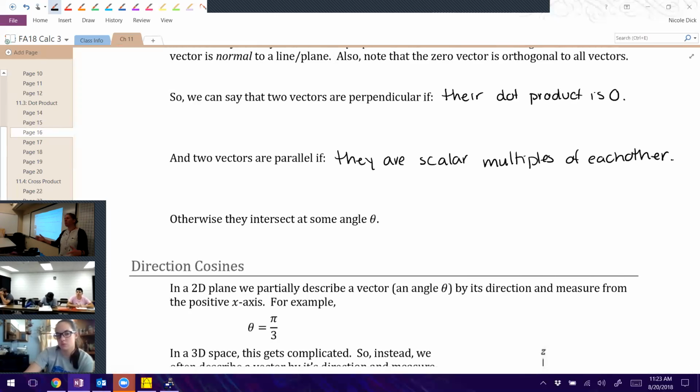If this doesn't happen, which most of the time it doesn't, most vectors are not perpendicular or not parallel, they're going to intersect at just some other angle. But when we do have these properties, things work out nicely. So we'll do this a lot here.